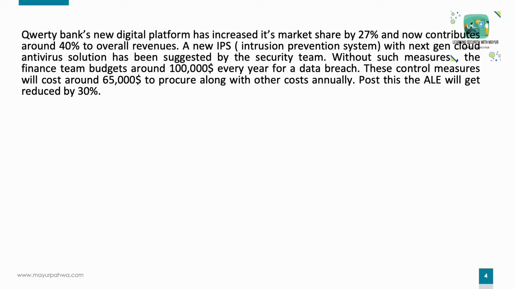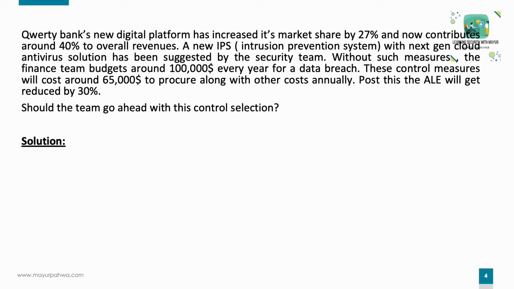QWERTY Bank's new digital platform has increased its market share by 27% and now contributes around 40% to overall revenues. A new IPS with a next-gen cloud antivirus solution has been suggested by the security team. Without such measures, the finance team budgets around $100,000 every year for a data breach. These control measures will cost around $65,000 to procure, along with other costs annually. Post this, the yearly loss will get reduced by 30%. Now the question is, should the team go ahead with control selection? Let's try to find out.